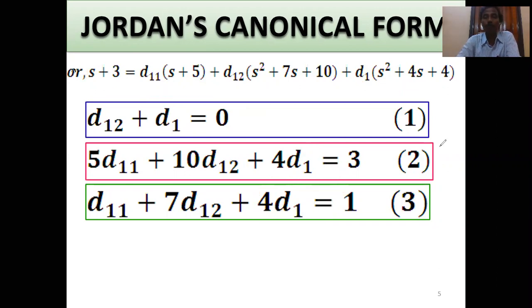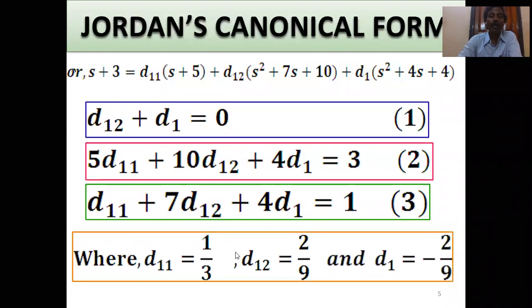So solve equations 1, 2, and 3 and calculate d11, d12, and d1. This is the value: d11 equals 1 by 3, d12 equals 2 by 9, and d1 equals minus 2 by 9. This is the value of d11, d12, and d1.